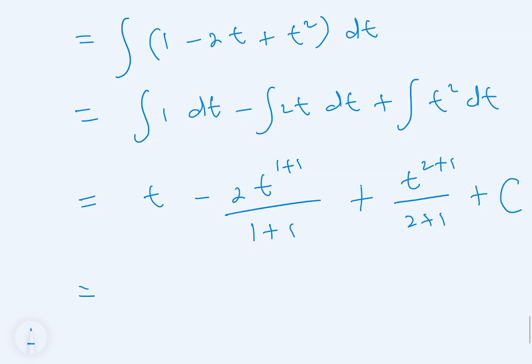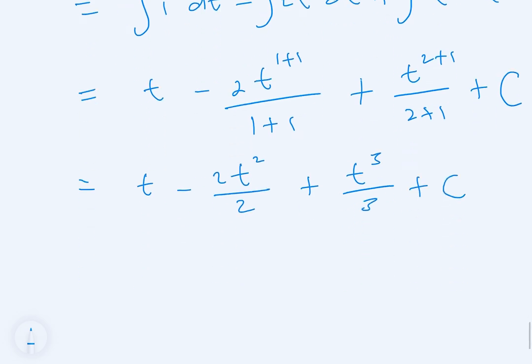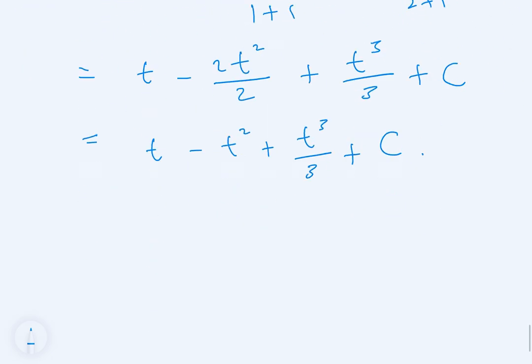When we simplify this, we have t, minus 2t to the power of 2 over 2. Obviously here the 2's will cancel out. And then we've got plus t to the 3 over 3 plus our arbitrary constant c. So this is basically t minus t squared, because the 2's cancel out, plus t cubed over 3 plus c. So that's the final answer for this particular integral.